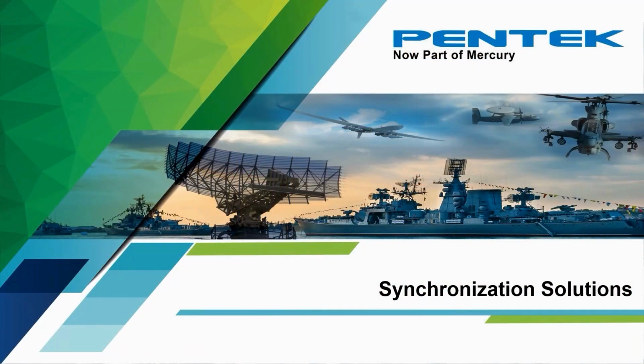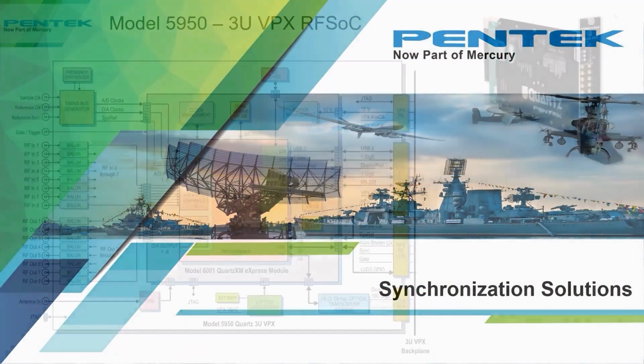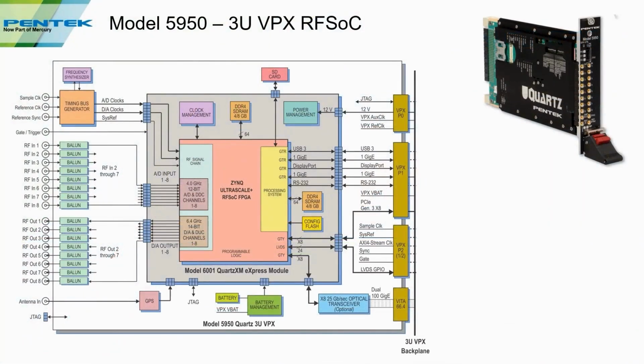So now I'd like to go through a few slides to show how all of this works together. The first slide is showing our Model 5950. This is our 3U-VPX RFSoC. And what you'll notice on here is the block diagram. This basically shows everything that's on that board, including the RFSoC and all the circuitry around it. But there are a few signals that I want to highlight, and they're right here. The sample clock, the sysref, and the axis4 stream clock. These are the signals we just talked about.